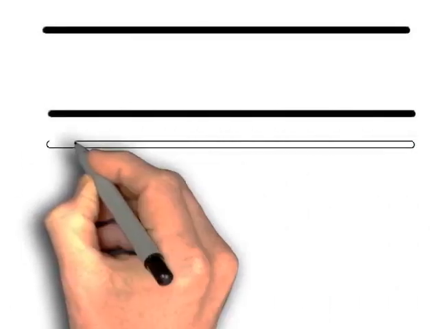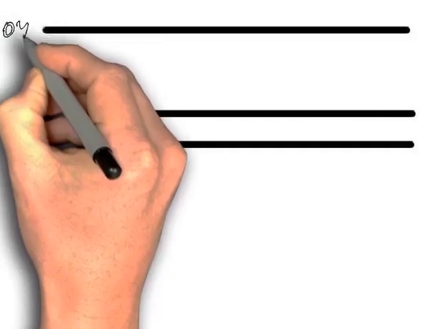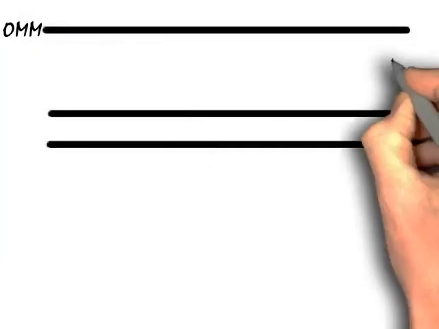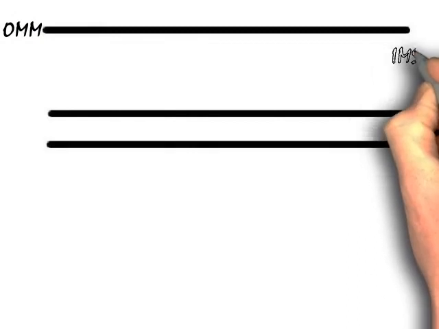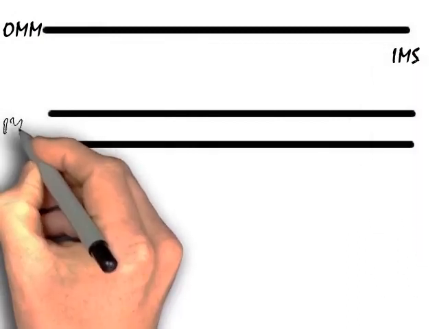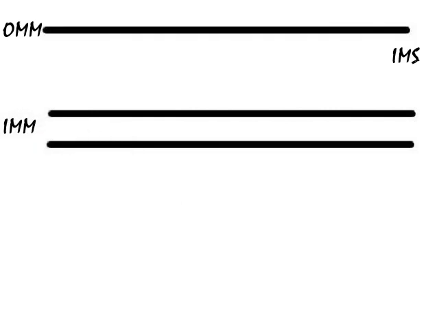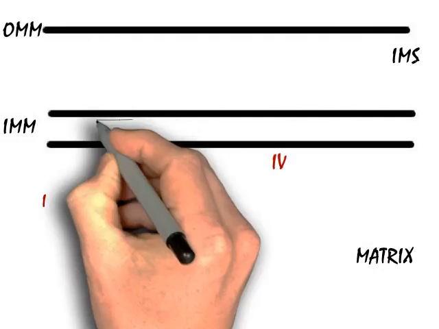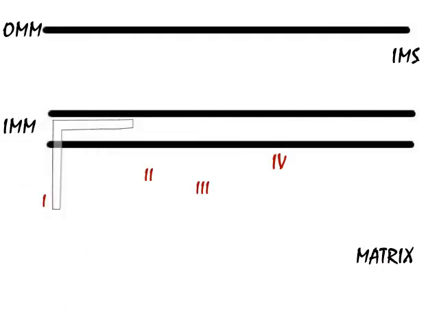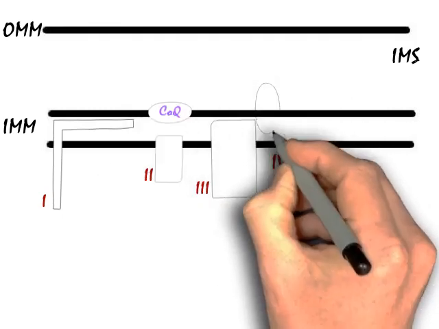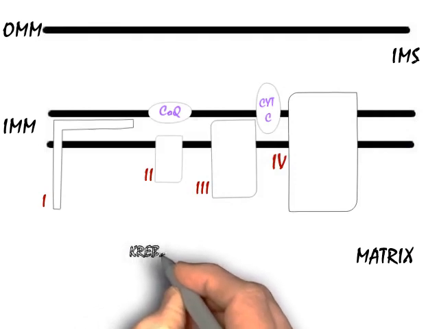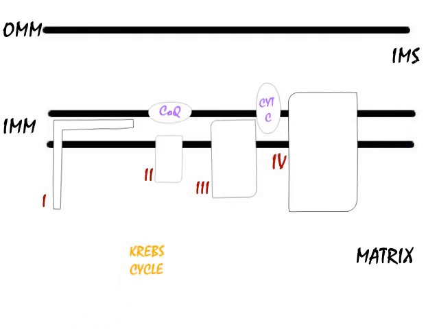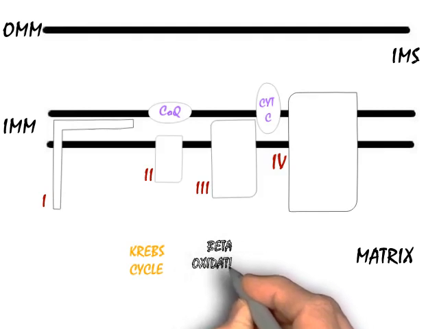Now let's talk about the reactions in detail. Here we have the outer mitochondrial membrane, the intermembrane space, and the inner mitochondrial membrane. This is an illustration that resembles the structure of the mitochondrial membrane as well as the organization of ETC complexes. In the matrix, we have various biochemical cycles such as Krebs cycle and beta oxidation. These generate reducing equivalents NADH and FADH2.